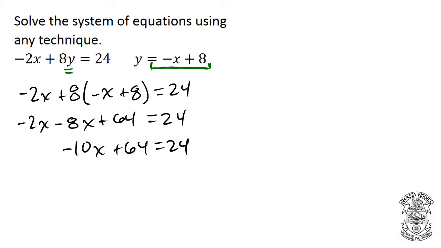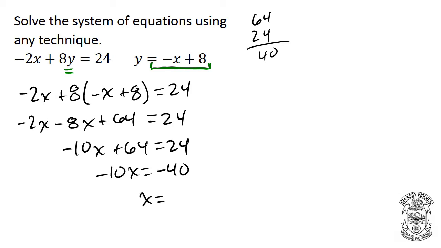Now we're going to subtract 64 from both sides. If I have the 24 and I take away 64 from it, I know that it's going to be a negative number. So I'm just going to take 64 minus 24, and you can see that I get a 40. So this is negative 10x equals negative 40. And when I divide both sides by negative 10, we get that x equals positive 4. So there's part of our solution.